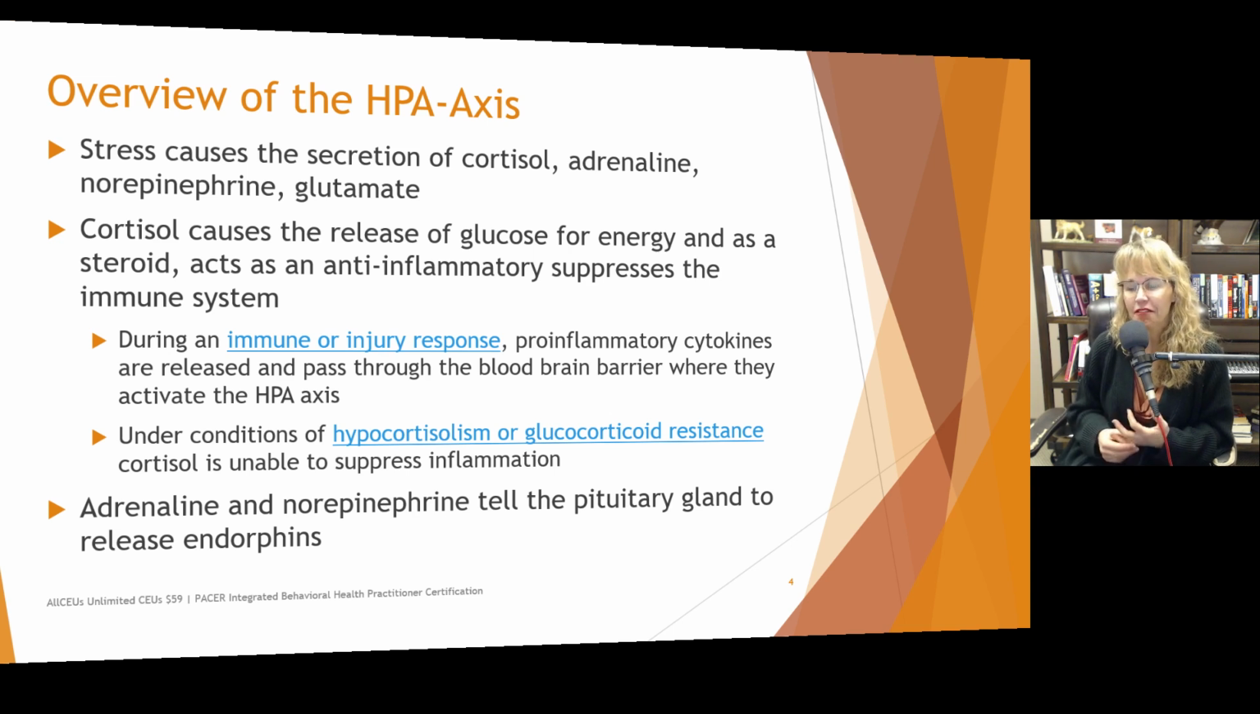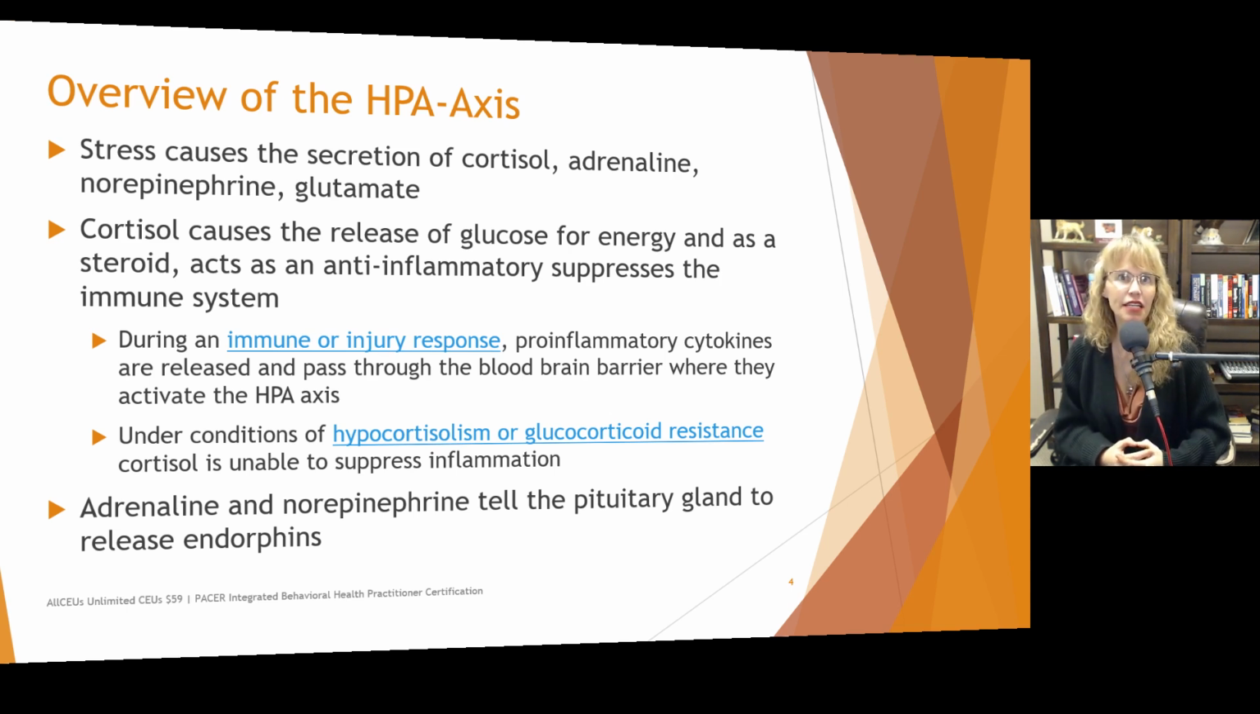Adrenaline and norepinephrine, as I said, are secreted when the HPA axis is activated, and they tell the pituitary gland to release endorphins. Now, we think about endorphins as feel-good chemicals, and they kind of are. Think about when people are under extreme stress, what happens? A lot of times they don't feel pain in the moment. They're able to do things. They have strength that they never thought they'd have. Part of this is from the endorphins.